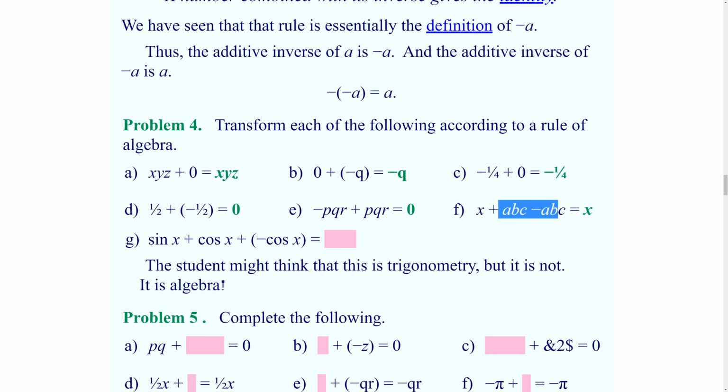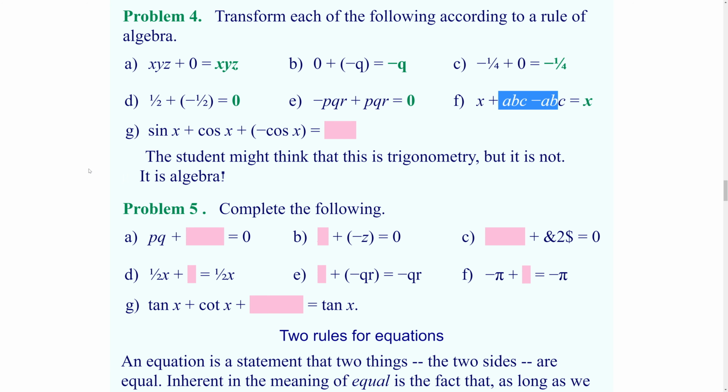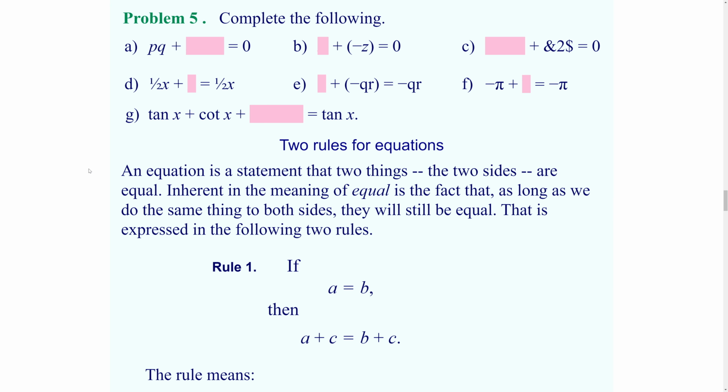And I'm just going to gloss over a few of these. I'm going to scroll down a bit. And PQ plus what equals 0? So we have to think about this. What do we add to PQ to produce a value of 0? We add the additive inverse, and if this is assumed positive, then the additive inverse would be the negative of this, which is PQ plus negative PQ equals 0.